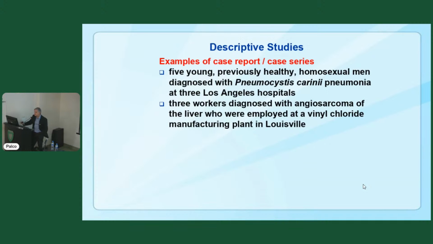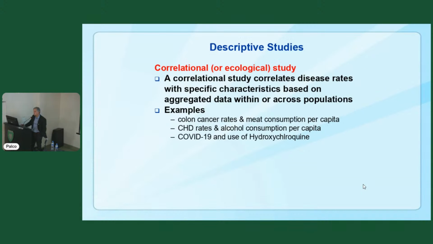You can see there are many examples, even in other areas like angiosarcoma of the liver, associated with vinyl chloride later on. But it was reported as three workers initially. Okay? 3 workers. Not a study with a complex design or anything like that. So that's what descriptive statistics does.